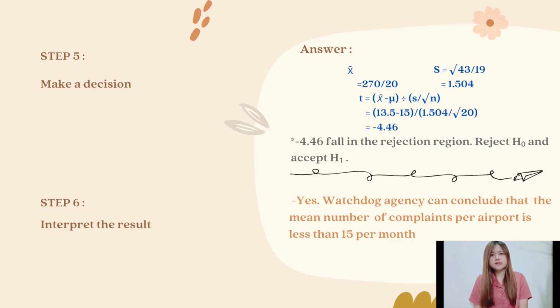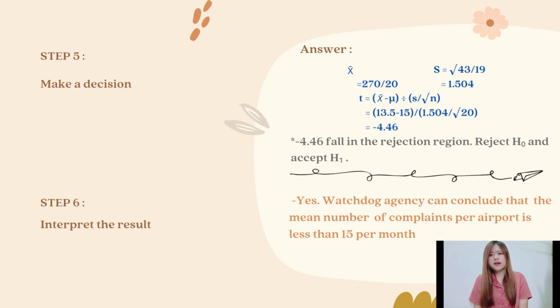We would reject the null hypothesis, reasoning that the critical value negative 1.729 is larger than the value of the t distribution, which is negative 4.46.